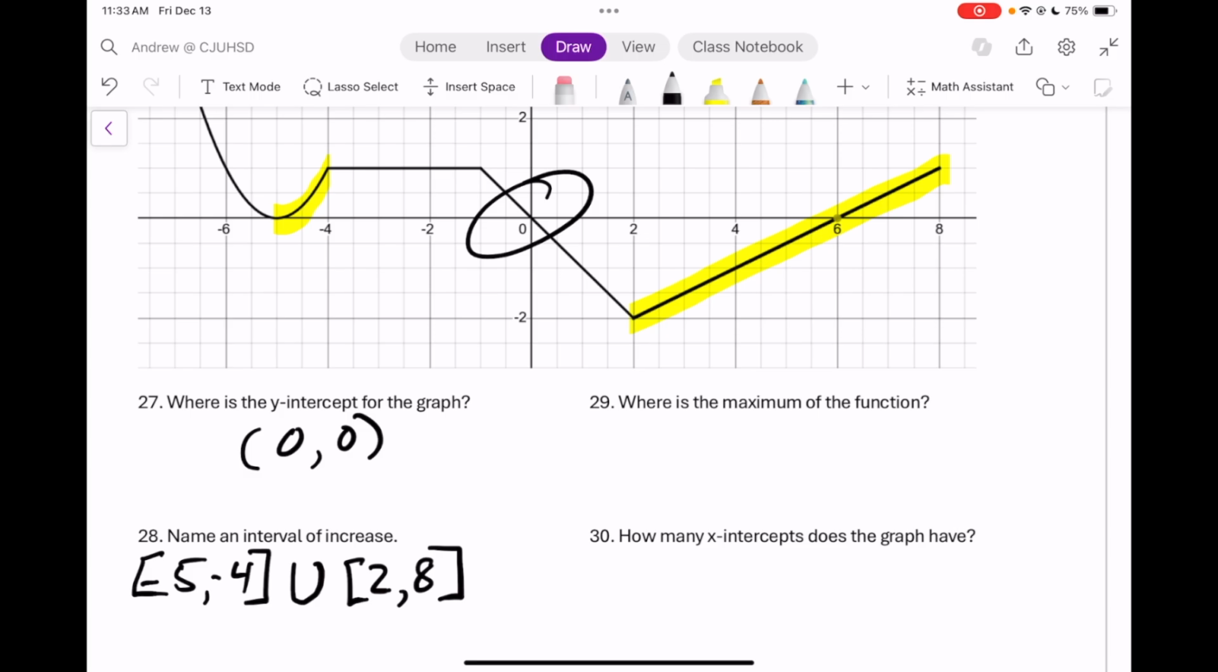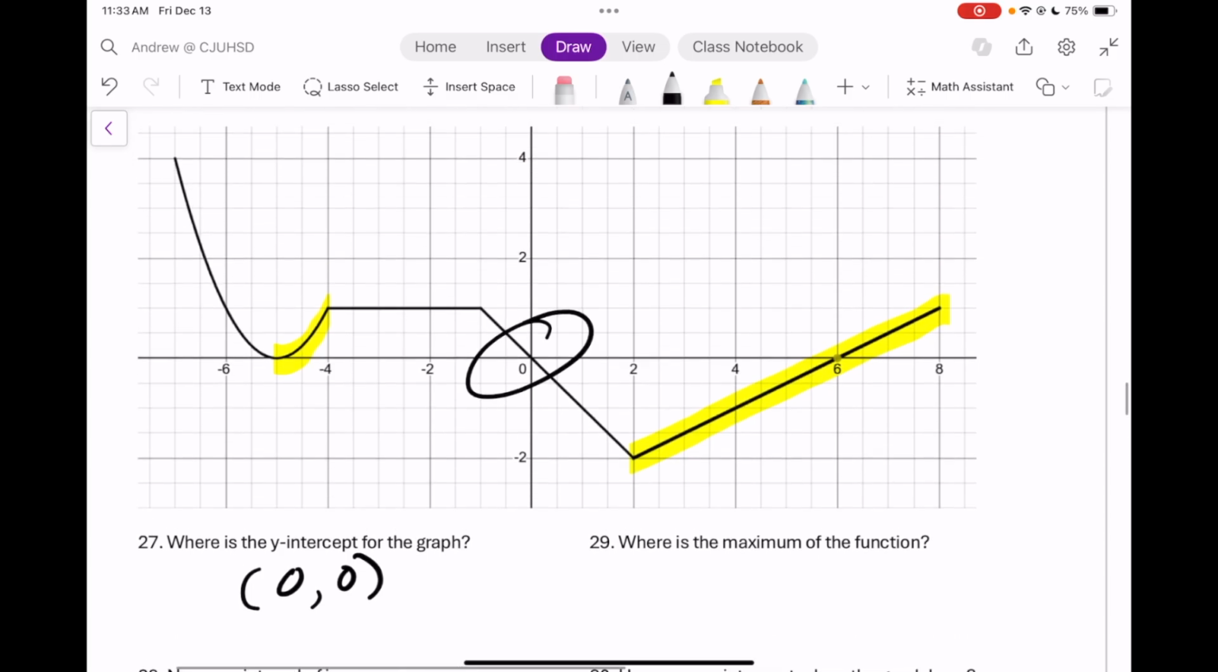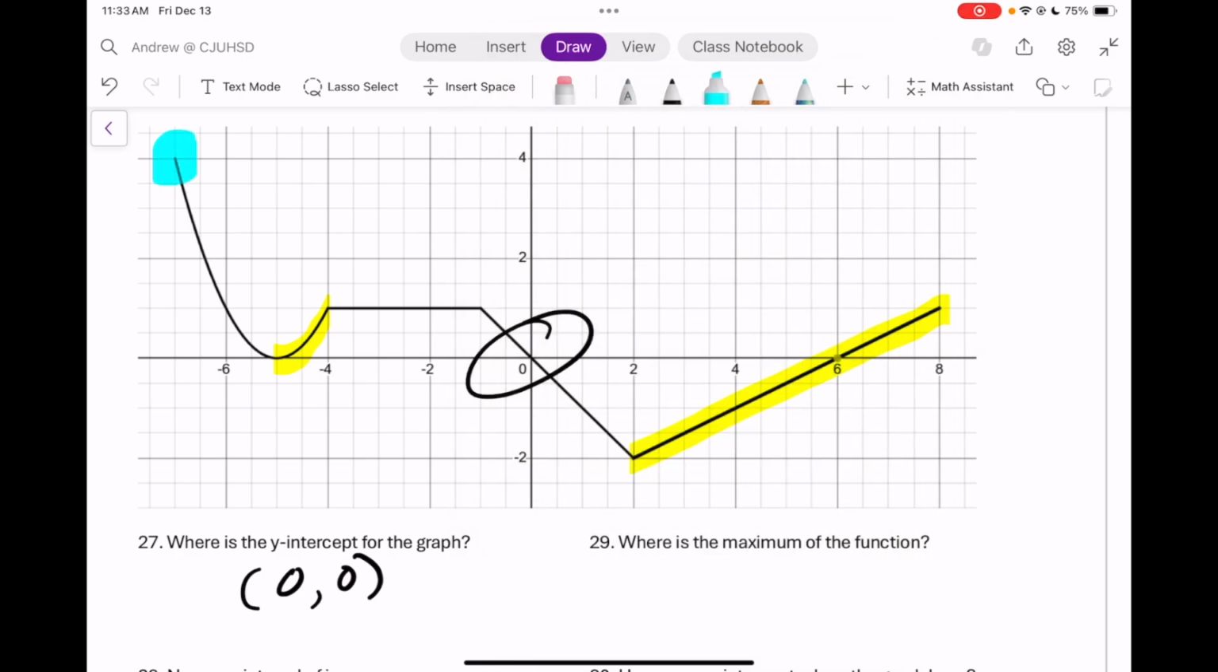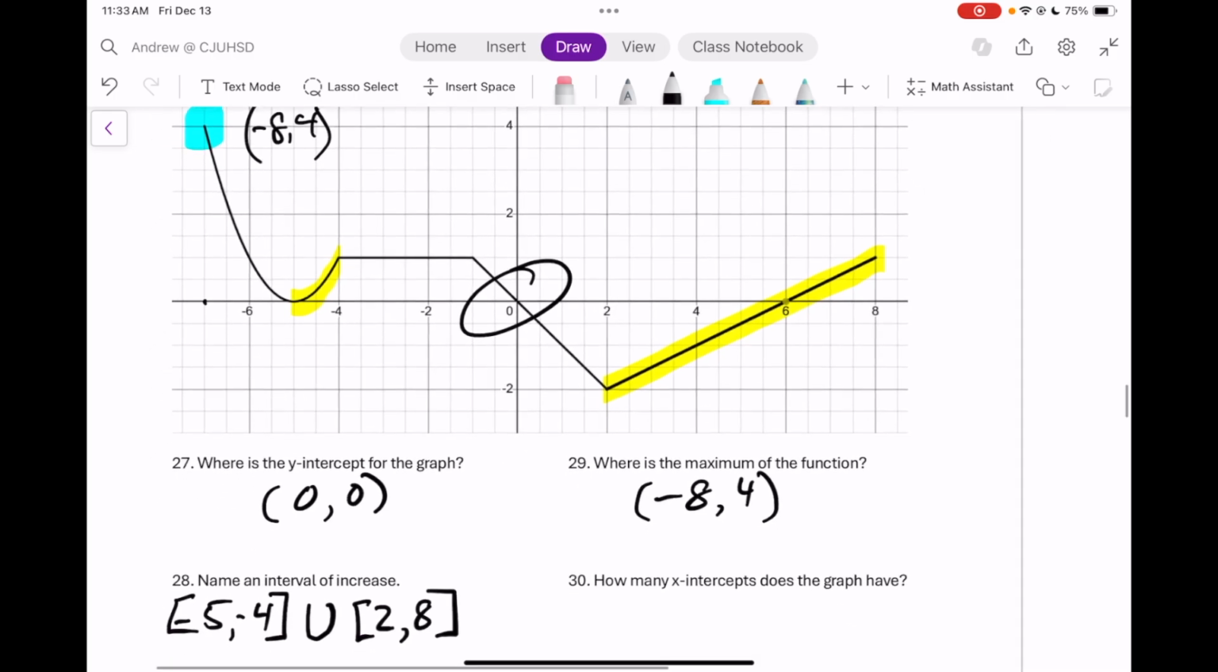29, where is the maximum of the function? Let's see, I'm getting the highlighter right back here. There's the maximum. And that point is -8, 4. And then finally, how many x-intercepts does the graph have? Okay, let's count them up. It's got 1, 2, 3 x-intercepts.